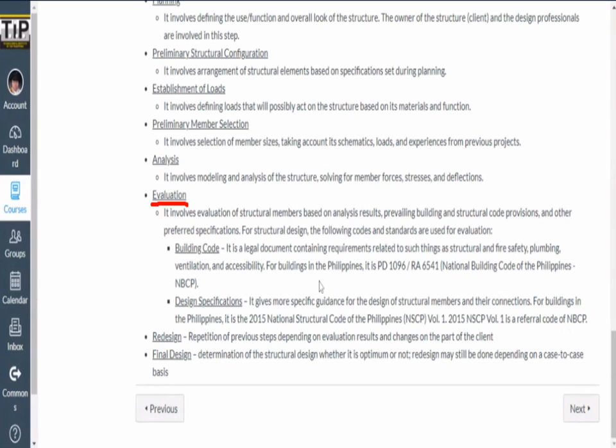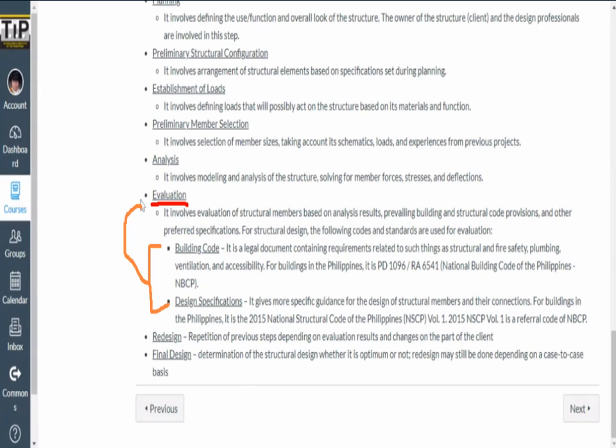However, this is more of a domain of the architects. So we use more of the design specifications, because they give more specific guidelines for the design of structural members and connections. So in the Philippines, we use NSCP 2015, NSCP Volume 1. This is the latest iteration of the structural code. Okay. So we use the provisions from here to check and design the structure.